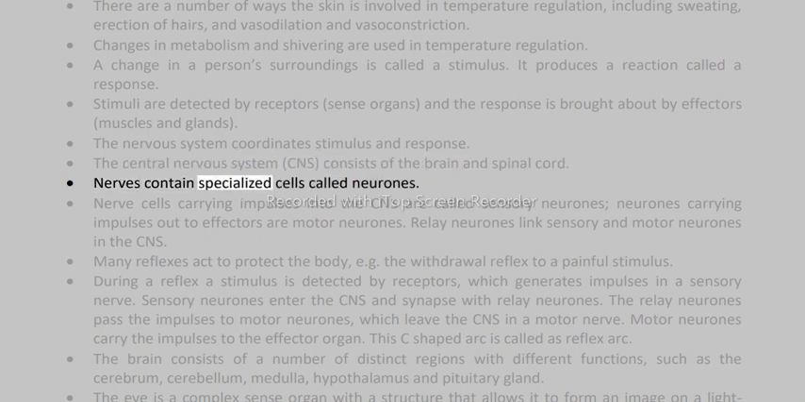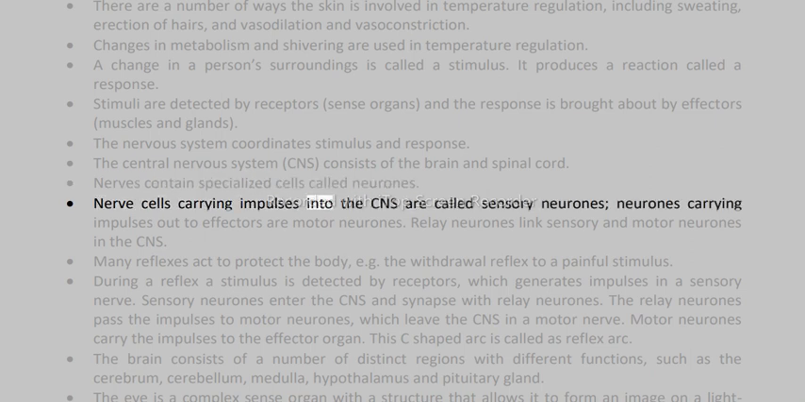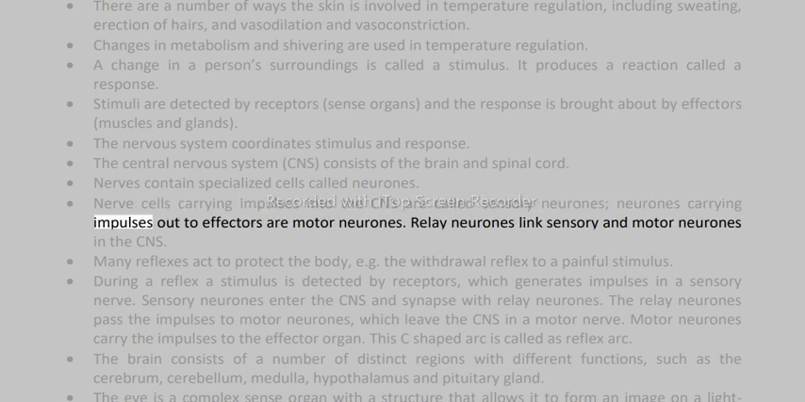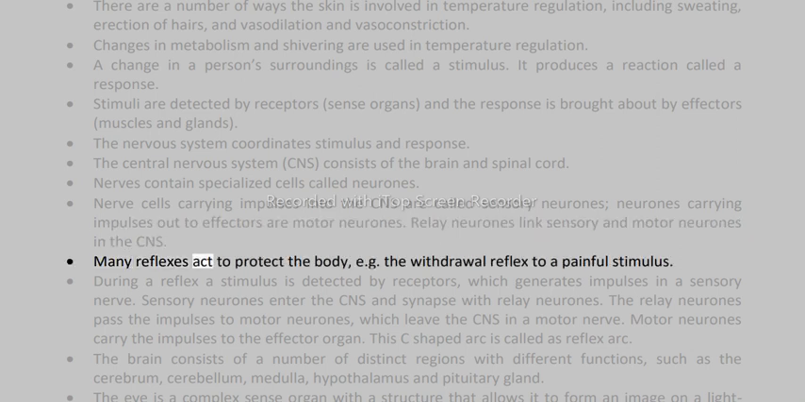Nerves contain specialized cells called neurons. Nerve cells carrying impulses into the CNS are called sensory neurons, neurons carrying impulses out to effectors are motor neurons. Relay neurons link sensory and motor neurons. In the CNS, many reflexes act to protect the body, e.g. the withdrawal reflex to a painful stimulus.